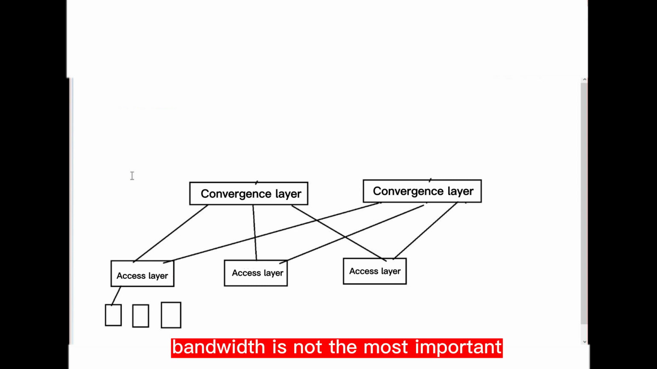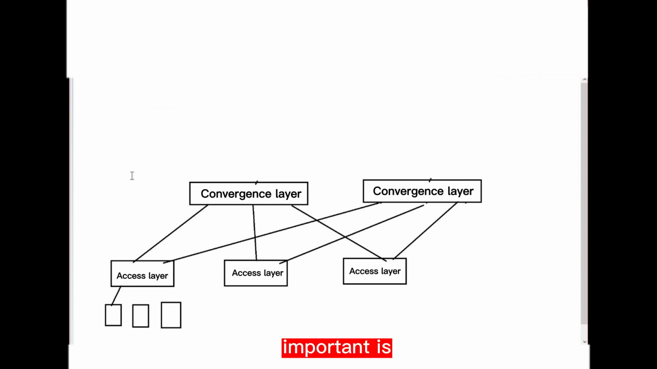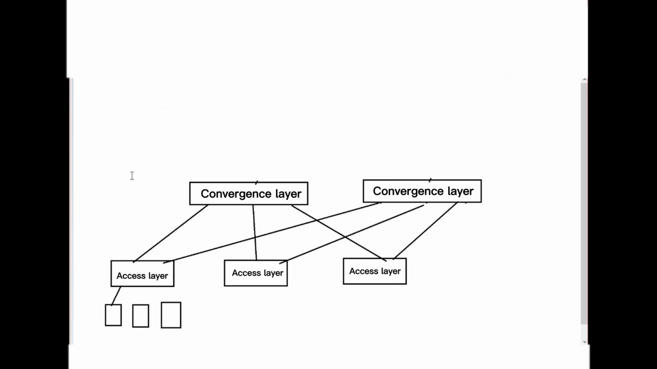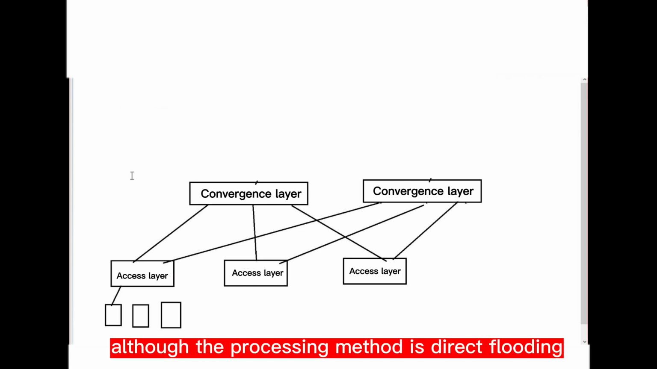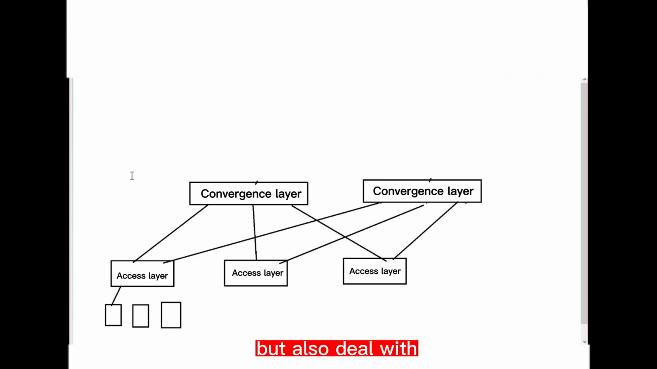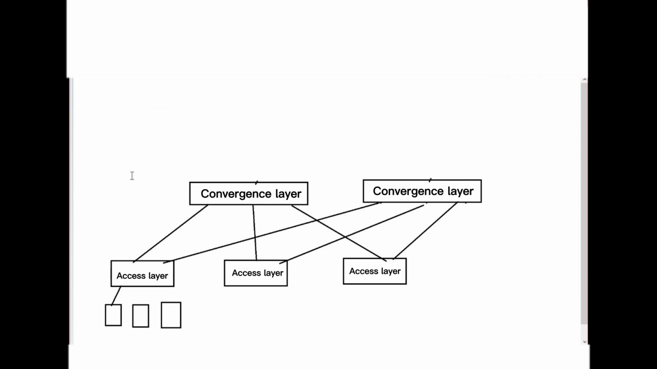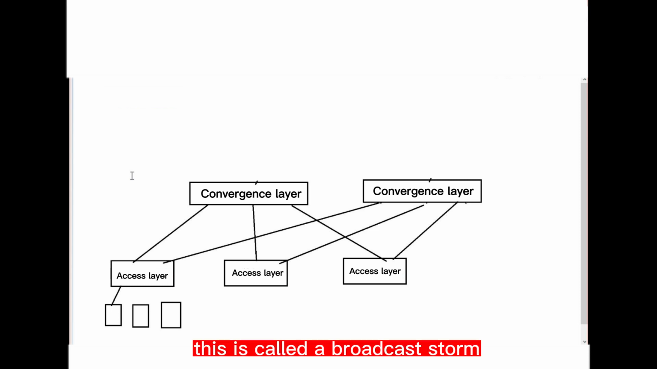Bandwidth is not the most important thing. What is important is that the device must process the broadcast message it receives. Although the processing method is direct flooding, it still has to be processed. So the device will fail one day. This is called a broadcast storm. This is the first problem. There is a second problem.